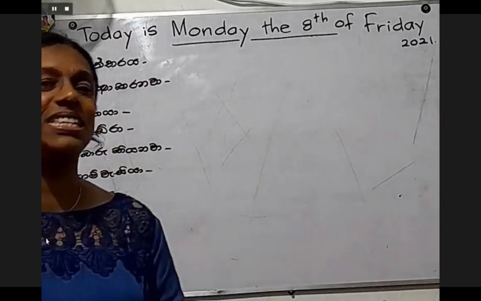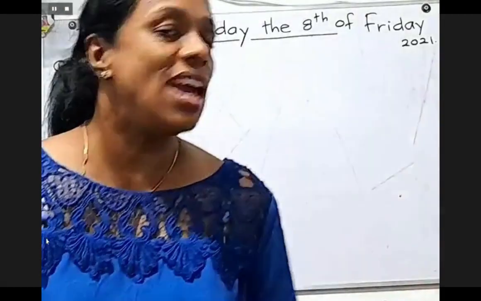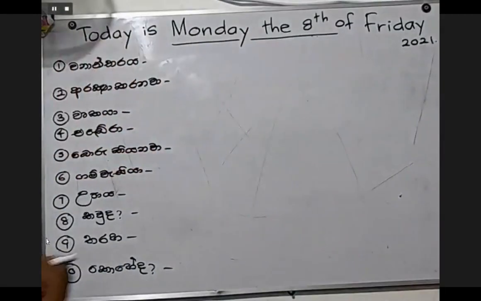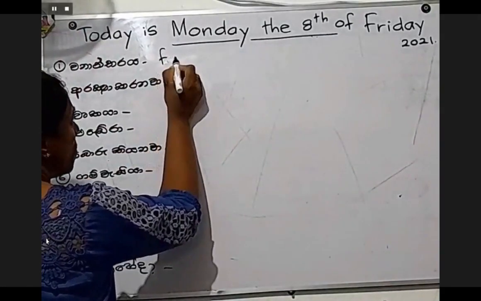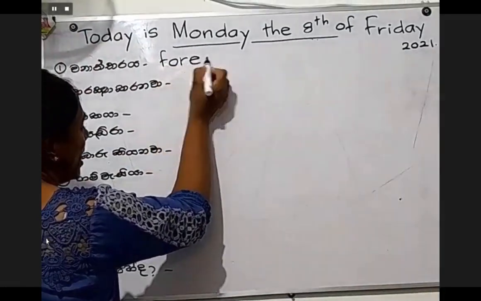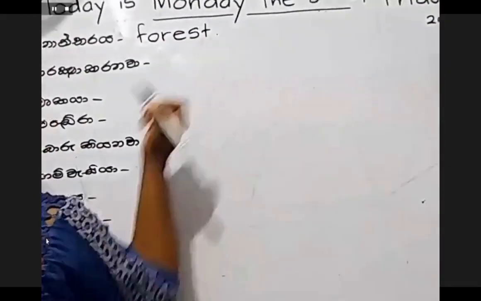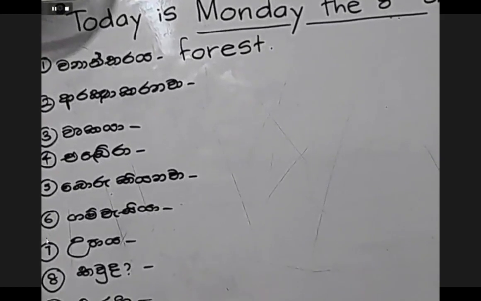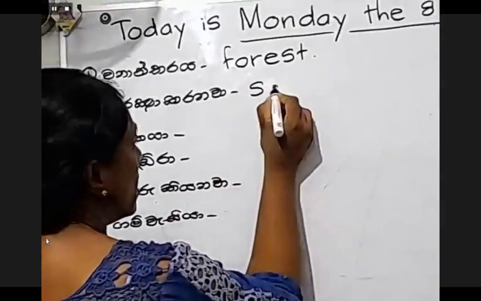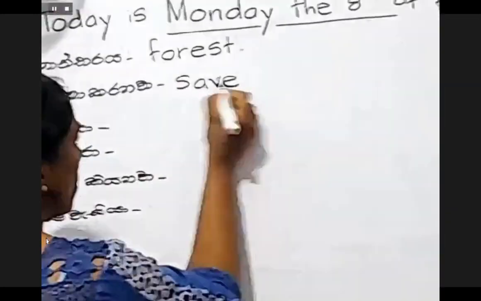Hope you have finished now. Let's discuss. You should help me, my dear. Right, first one, what did you write? That's right, forest. How do you write forest? F-O-R-E-S-T, forest. Number two, a verb. What is it? Save. That's right, save.